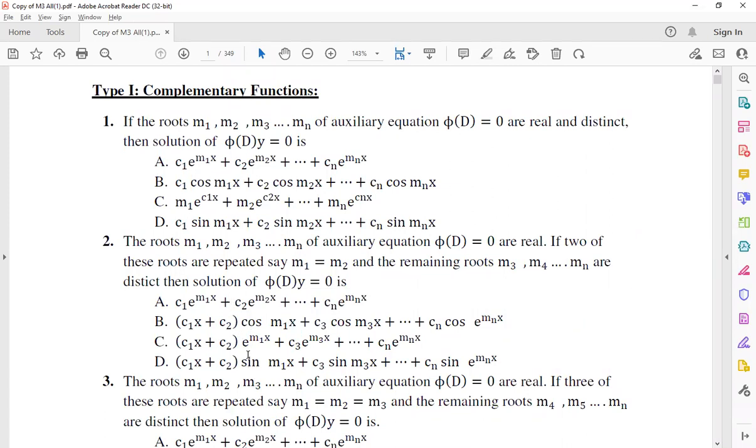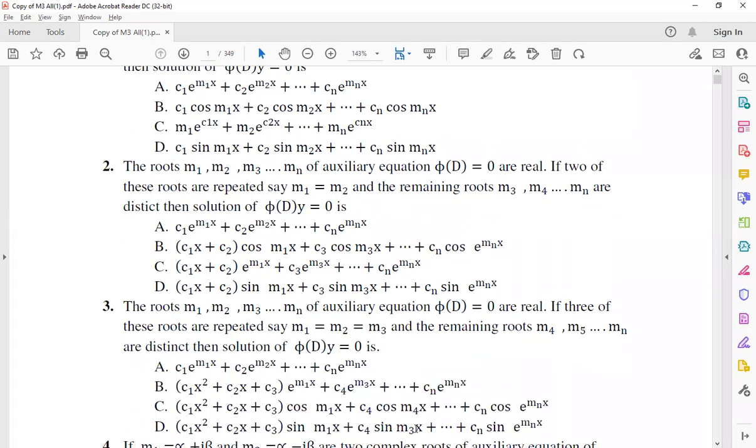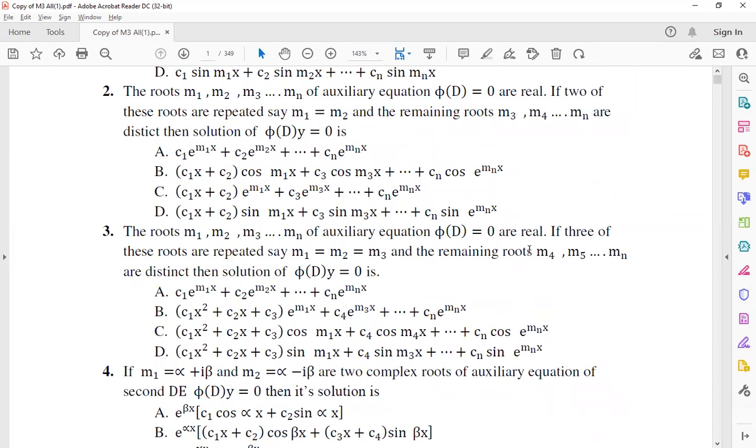This is not correct. Now among these two, here it is sine, so cos and sine are not part of it. So for real repeated, that is m1 is repeating and the remaining are real and different, everyone goes in the power of e. Next, the roots are real.